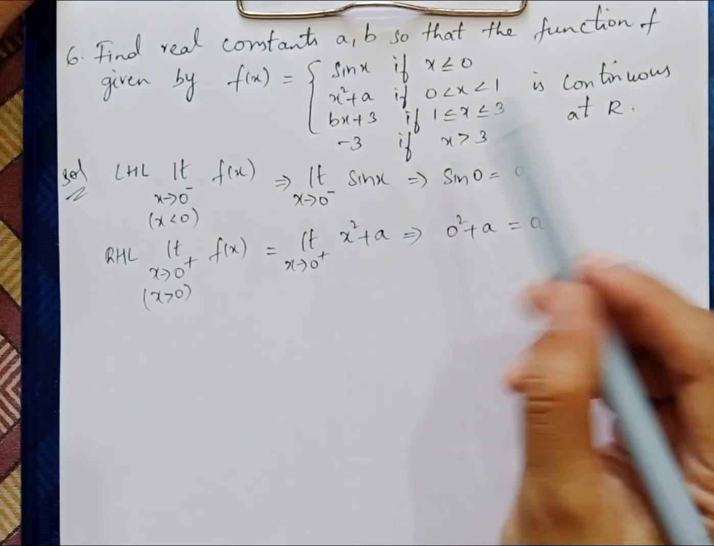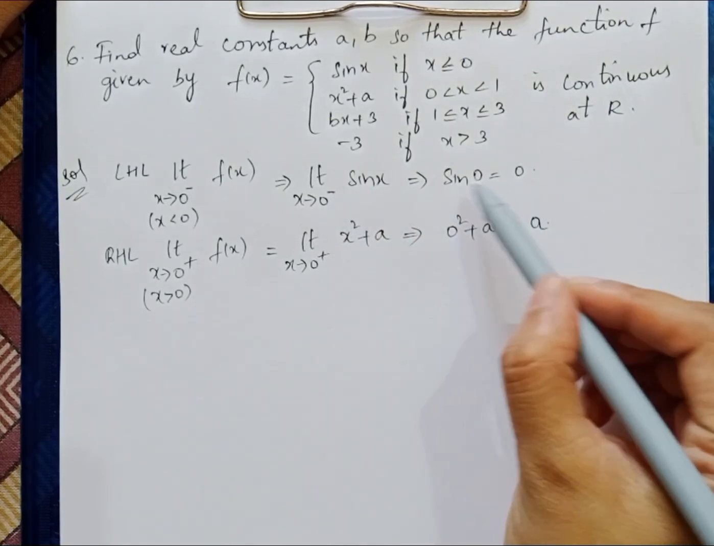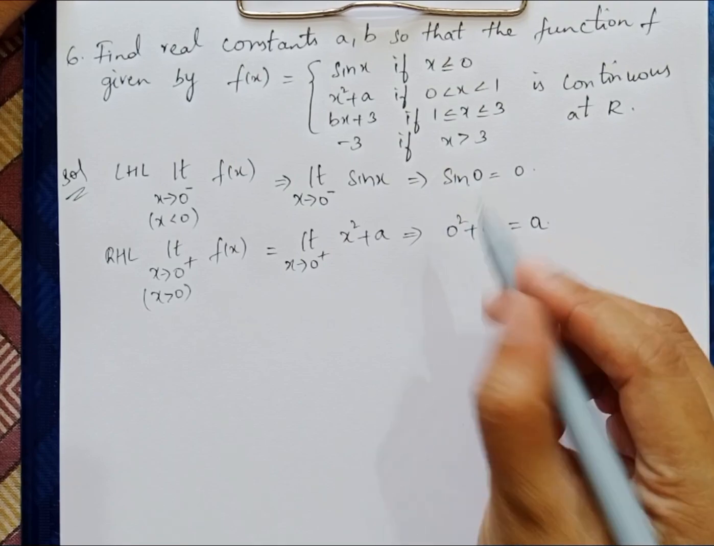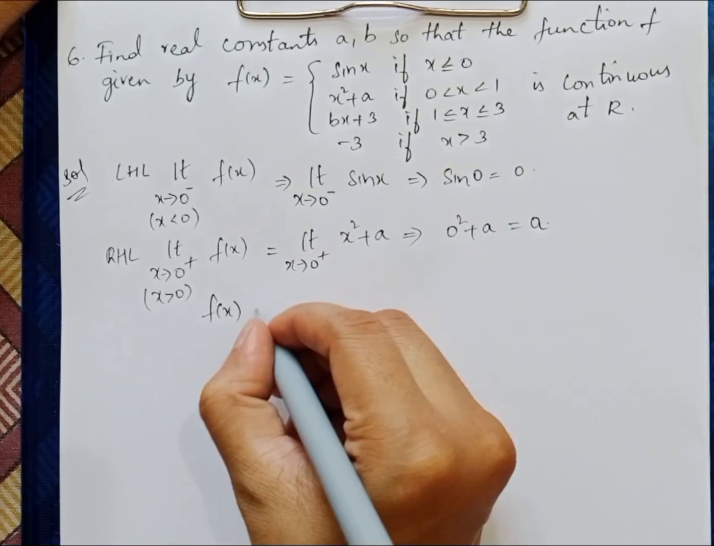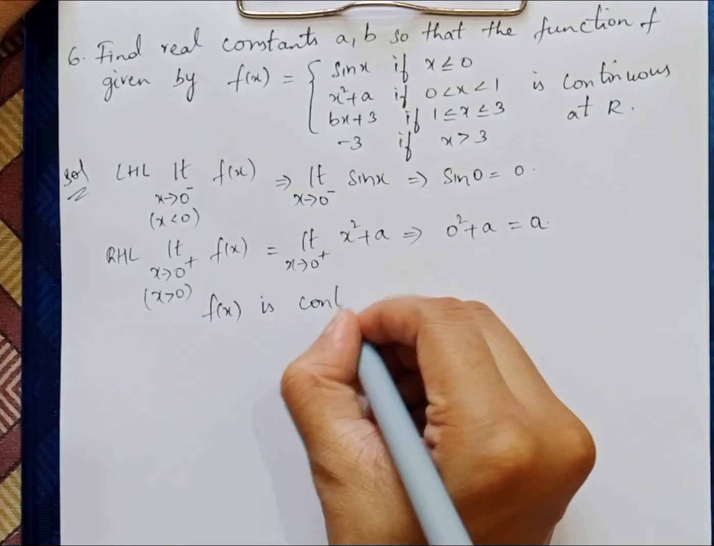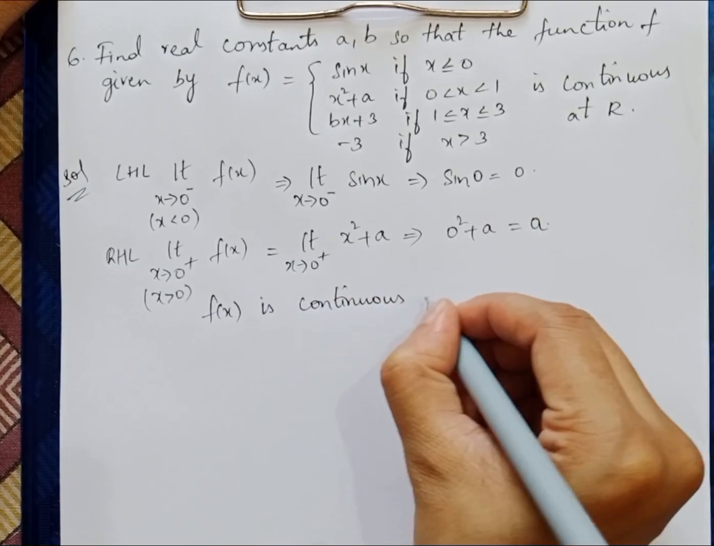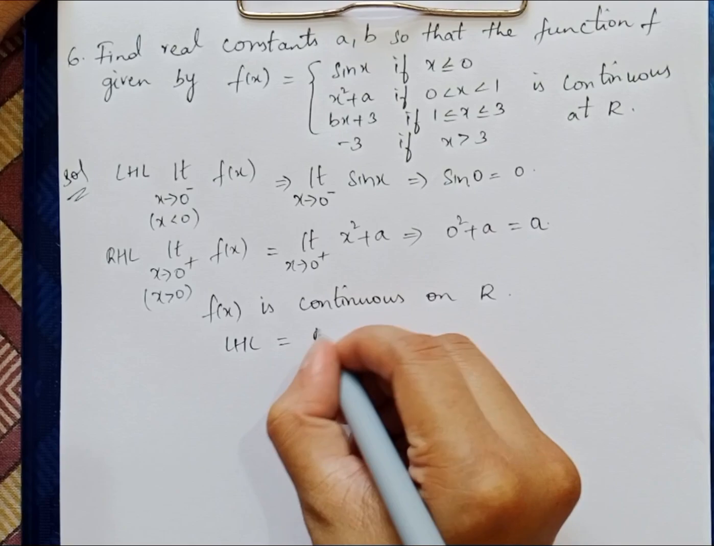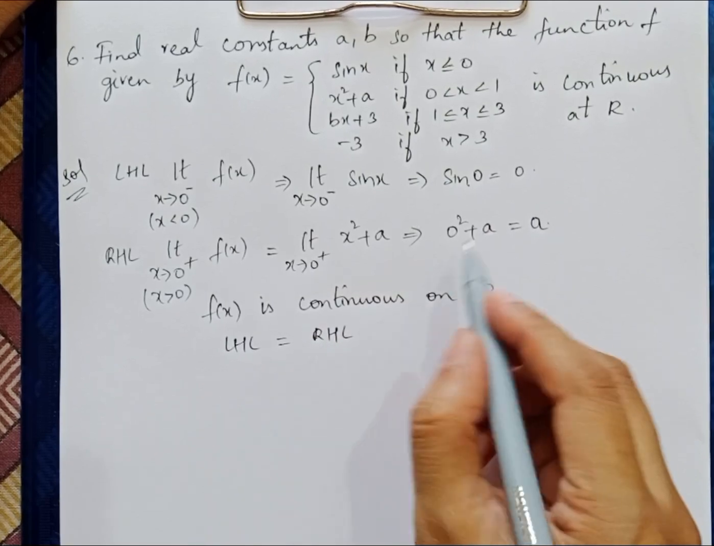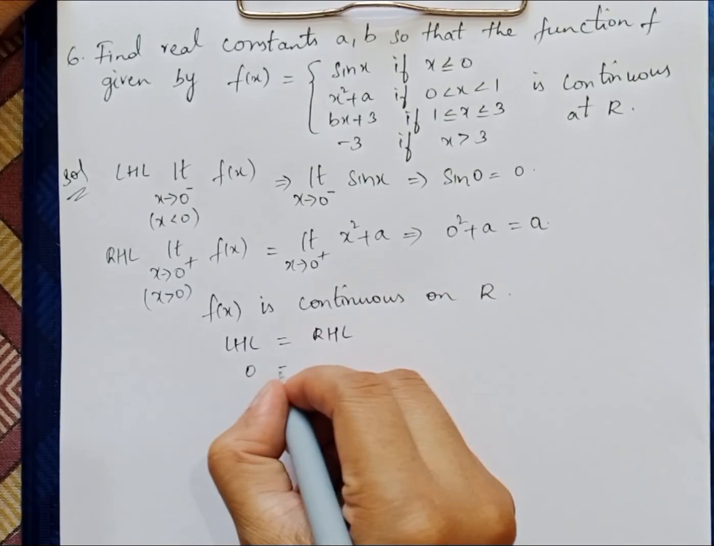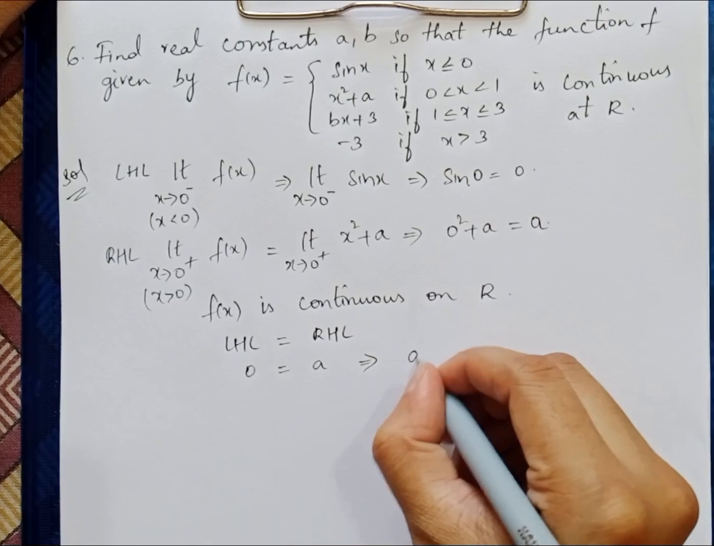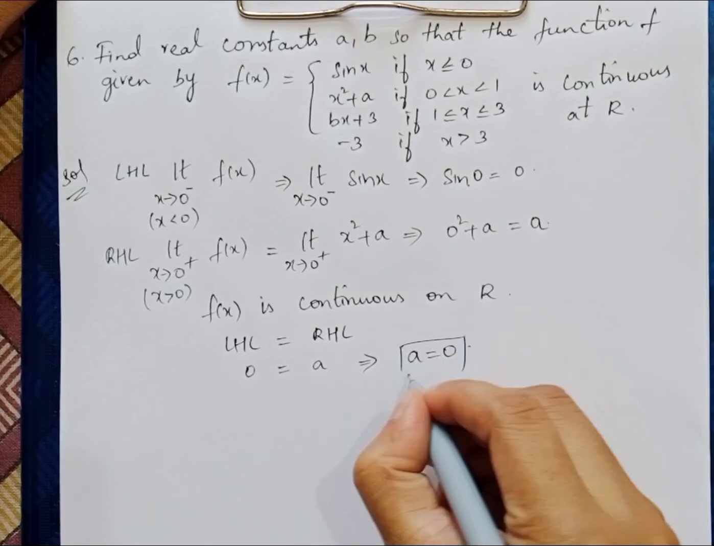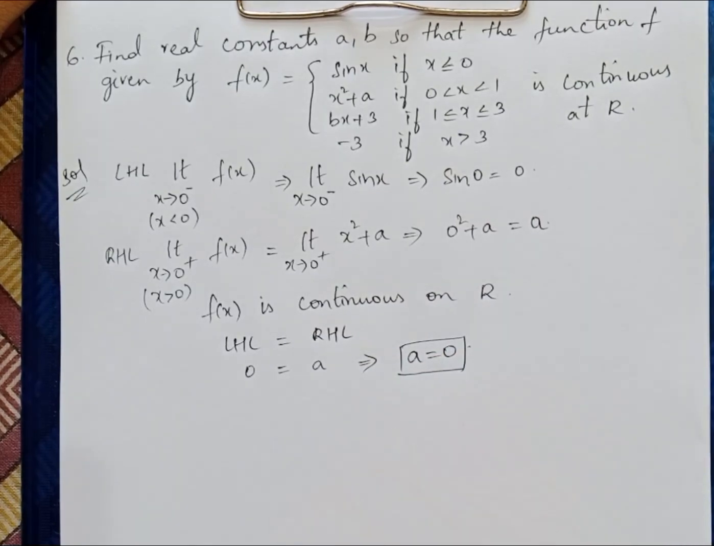Now, f of x is continuous on R, so we can equate the limits: the left hand limit is equal to the right hand limit. The value of the left is 0, so 0 is equal to a. From here we can say that a is equal to 0. We got the value of a.